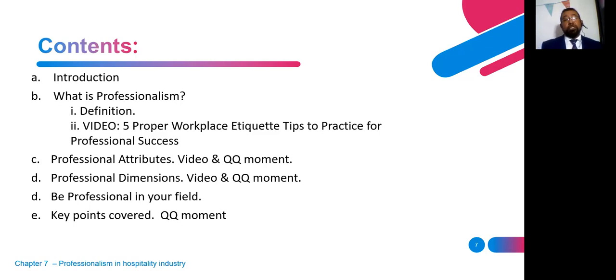A QQ moment helps us to grab what we've studied. It means that people take it seriously. They have to listen to each slide, they have to listen to what I'm saying. So that's why every time we have the QQ moment.